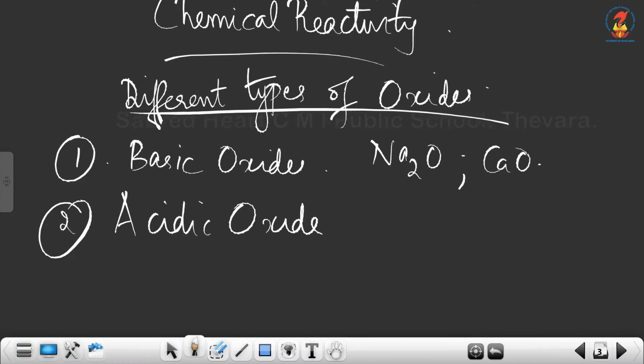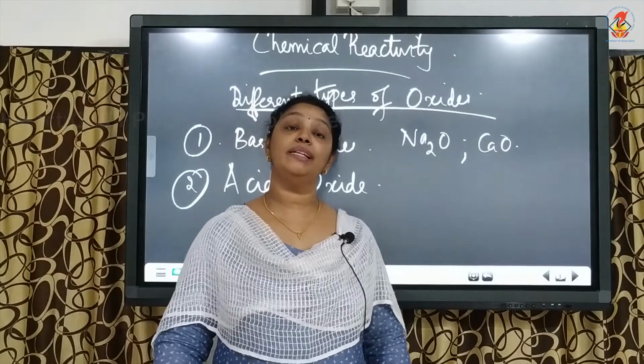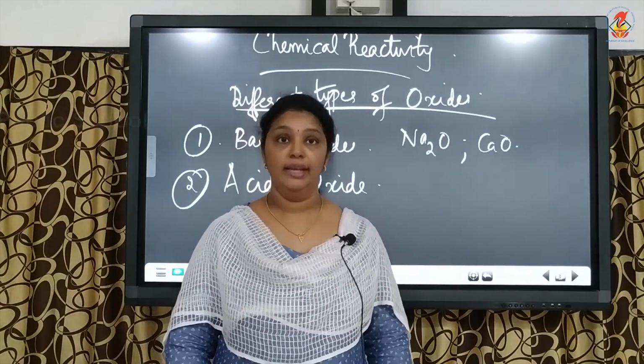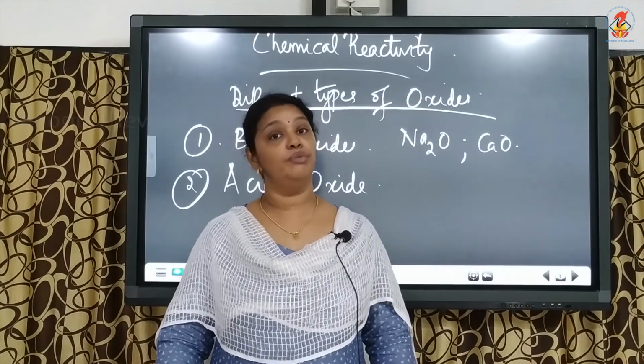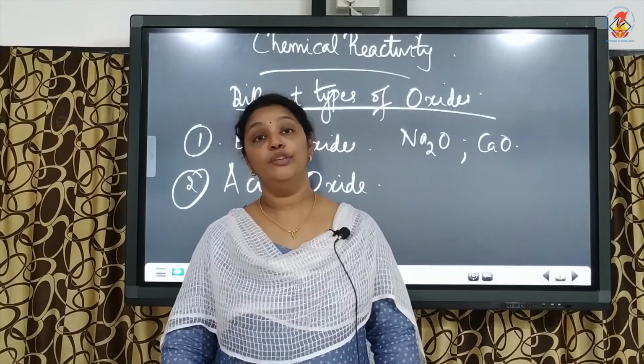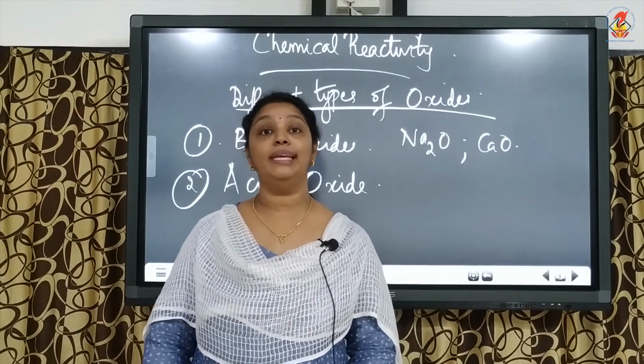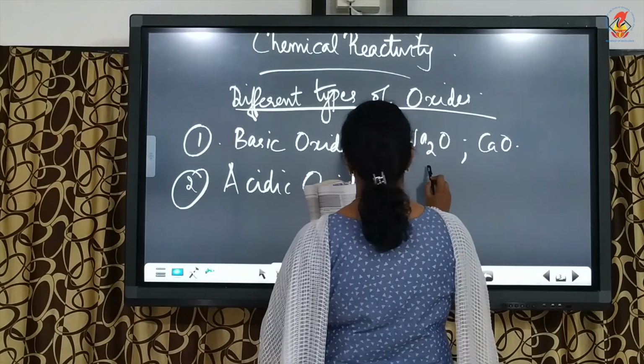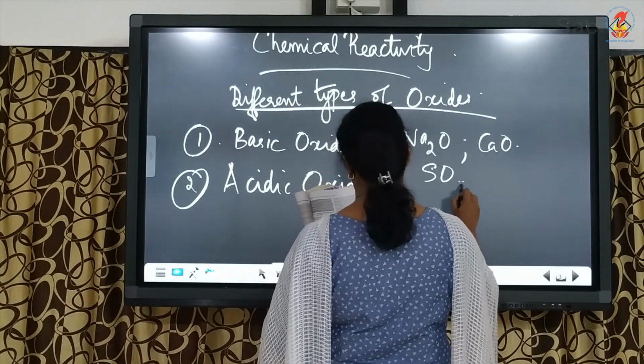Now, next is acidic oxide. Acidic oxide means oxides which, when added to water, form acids. Non-metals usually form acidic oxides. For example, sulfur dioxide, sulfur trioxide. If you add sulfur trioxide to water, you get sulfuric acid. So an example for acidic oxide is SO3, sulfur trioxide.